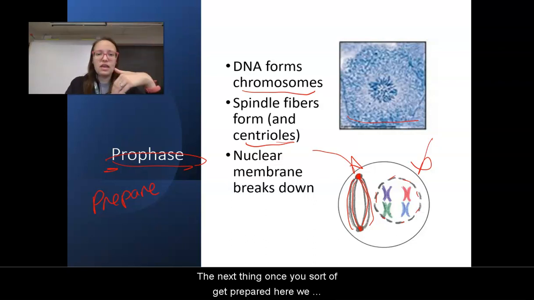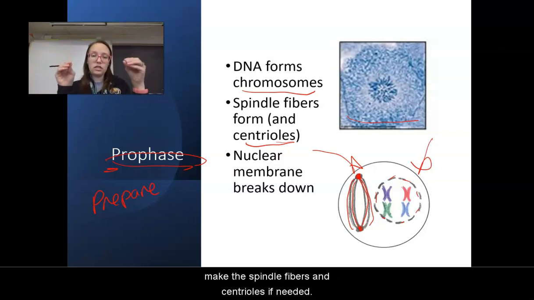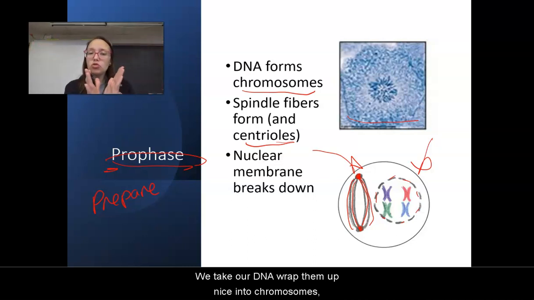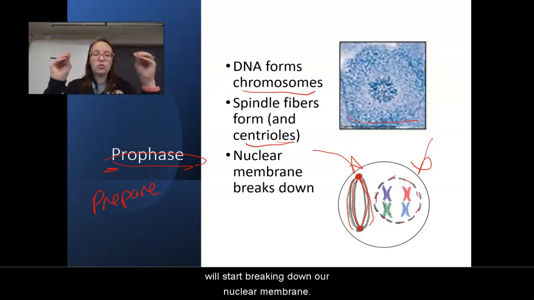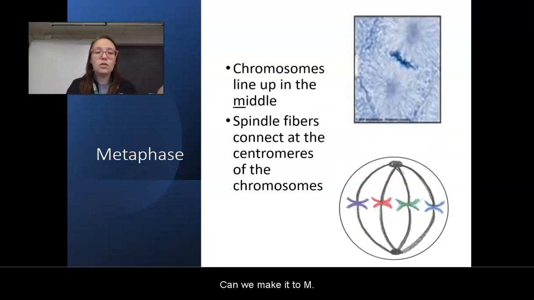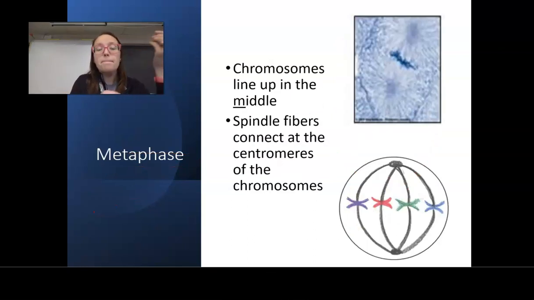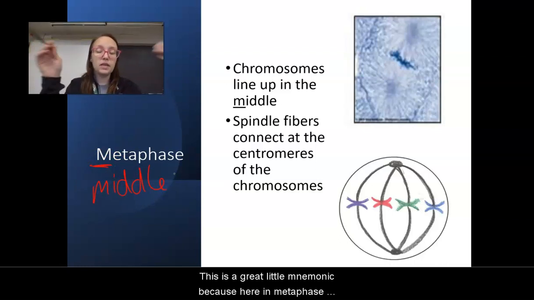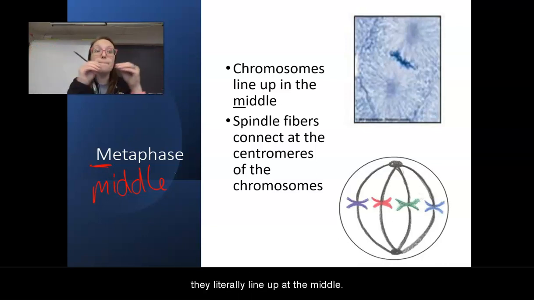The next thing, once we get prepared here, we make those spindle fibers and centrioles if needed. We take our DNA, wrap it up nicely into chromosomes, and we start breaking down our nuclear membrane. Then we make it to M, metaphase. M for middle. This is a great little mnemonic because here in metaphase, they literally line up at the middle.